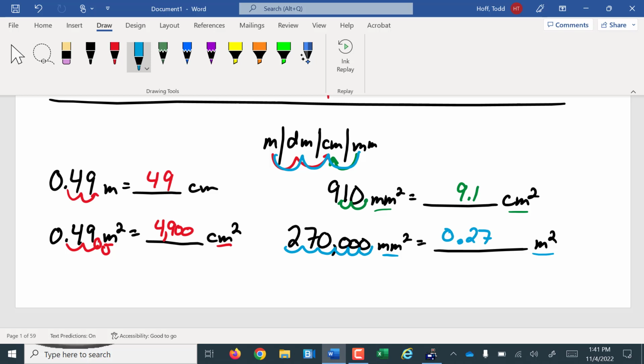270,000 millimeters squared sounds like a lot, right? Well, this desk right here is probably right around 1 meter squared. So it'll be a quarter of this desk. Not a lot, no.